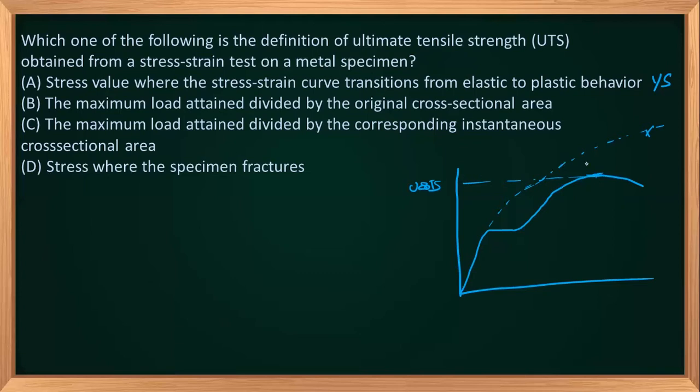There could definitely be a corresponding point in your true curve as well, but we will not call it UTS, because UTS comes in the engineering curve. So we will use the original area of cross section, not the instantaneous area of cross section. So this will be the answer. Pretty easy question.